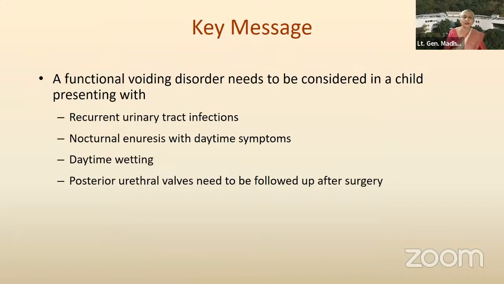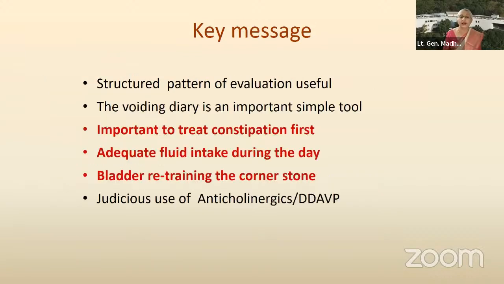So the key messages are that a functional voiding disorder needs to be considered in a child presenting with recurrent urinary tract infections, nocturnal enuresis with daytime symptoms. The child may not come out with it, but a voiding diary and specific questions and a good history will help bring it out. If there is daytime wetting, and if the child has had posterior urethral valves operated, then we need to follow up such children for any bladder dysfunctions.